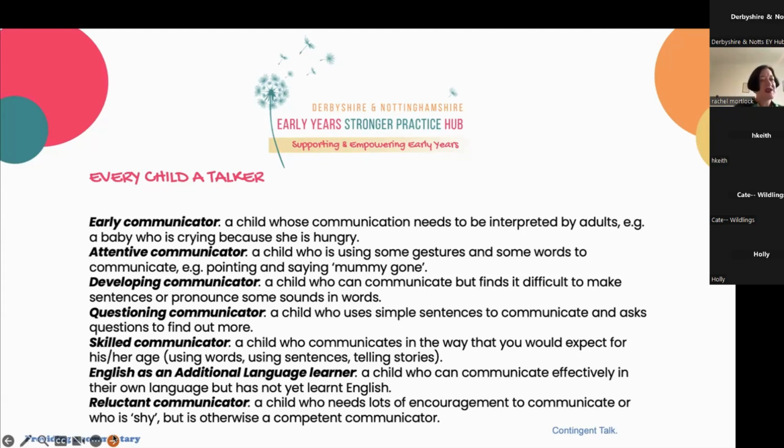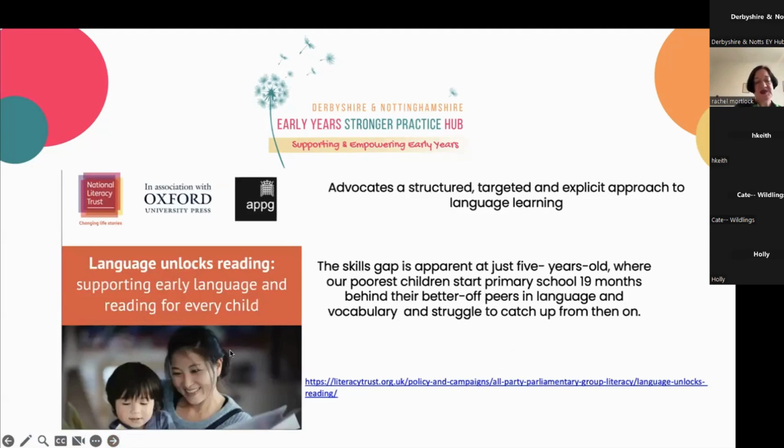And we're just going to go on to have a look at this one. This was a report that was published just before the pandemic, not long before the pandemic. It was published by the National Literacy Trust, but it had parliamentary support in terms of it being published. Not long after it was published, we moved into the pandemic, but it was a very influential text, and you can have a look at it.